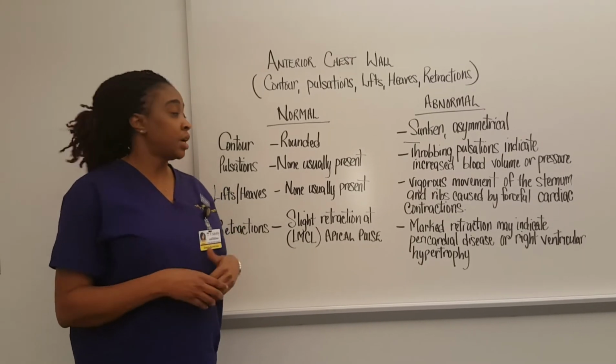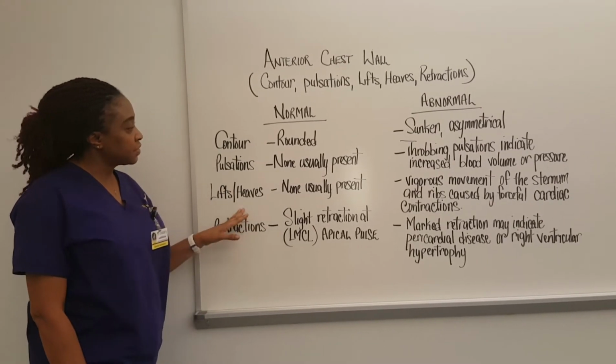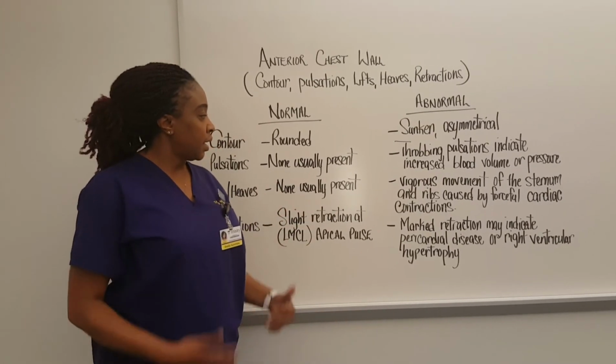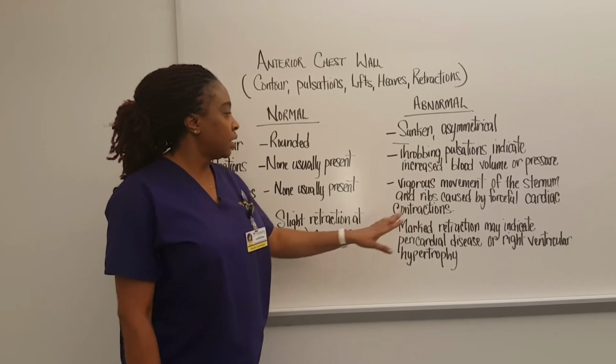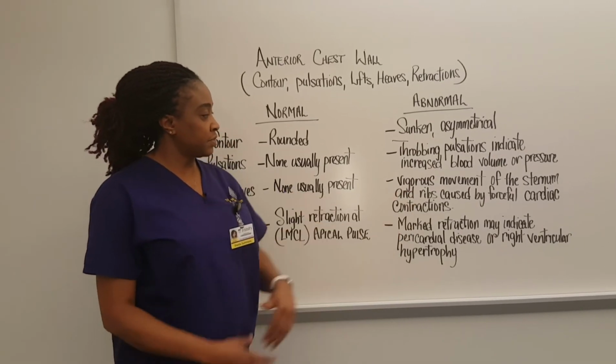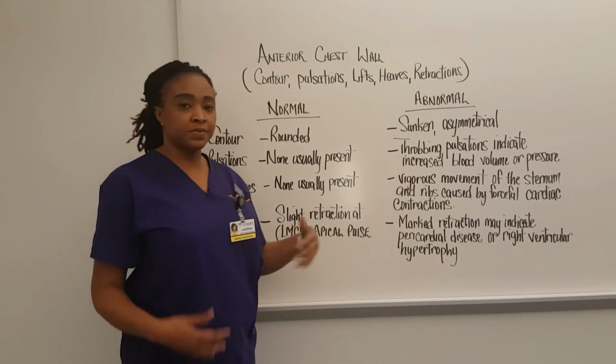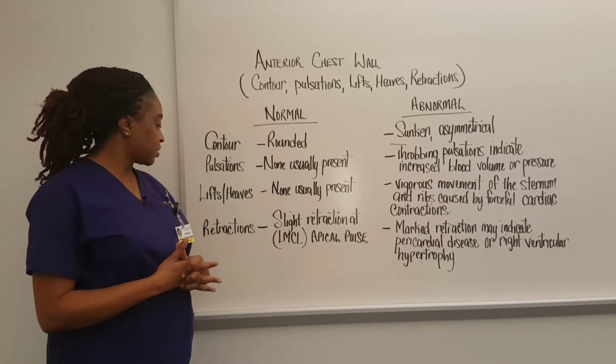blood pressure. Lifts and heaves, a normal finding is that it's not usually present. You don't see movement like that in the chest wall. Abnormal would be that there's vigorous movement of the sternum and the ribs, and that's caused by forceful cardiac contractions.